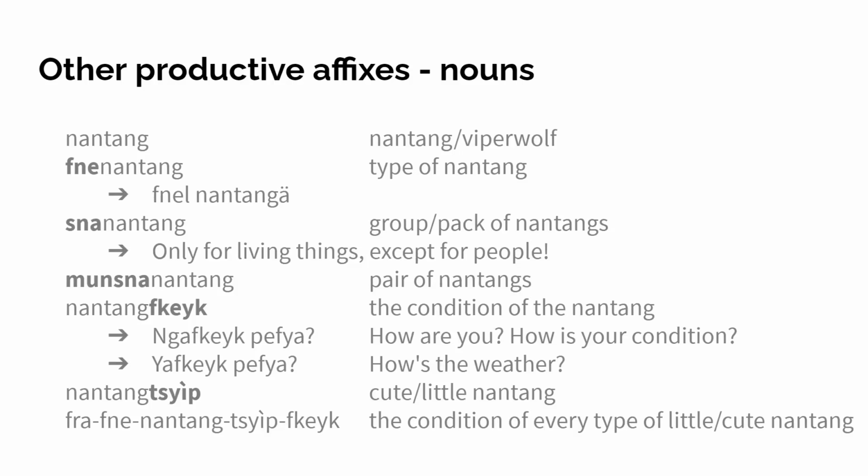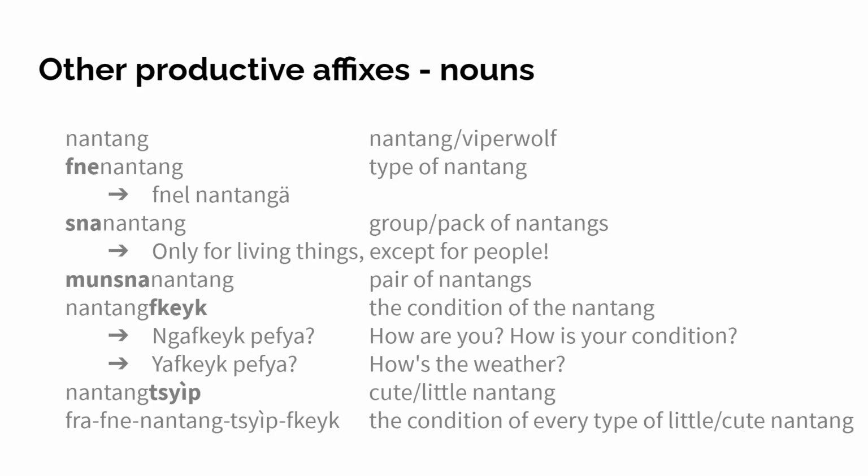Here are some additional notes about these affixes. So fne nantang, you can probably see fne comes from the noun fnel. Fnel means a type. So we can actually also say fnel nantange, which literally means the type of the nantang, because it's a genitive here, and that actually means exactly the same as fne nantang. So fne nantang, fnel nantange, it means the same. Like I already said, sna is only for living things except for people.